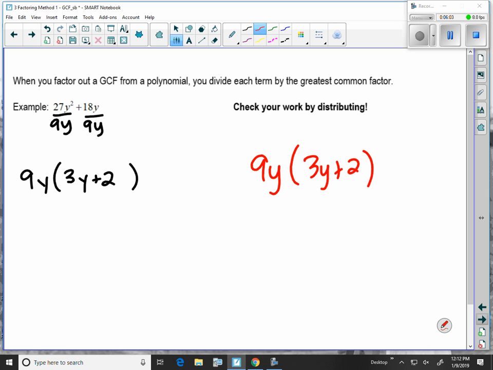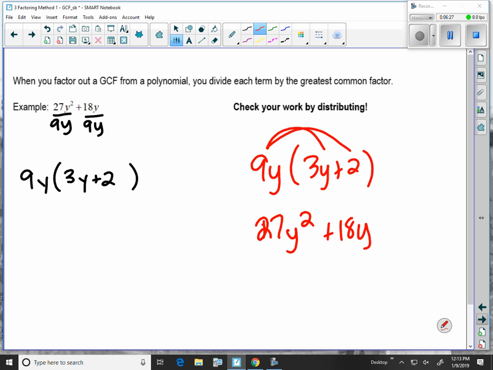So I'm going to distribute it in. If I do 9y times 3y, what does that get me? 27, right? 9 times 3 is 27, y squared. And then 9y times 2? 18y. Is that the same thing that we started with? Yes. Okay, so we know that we did it right.